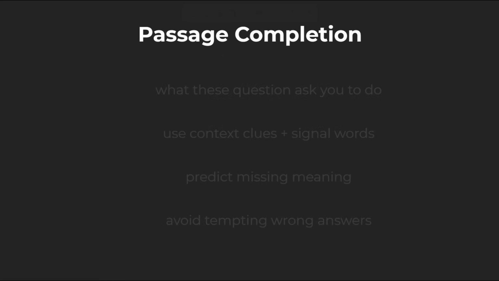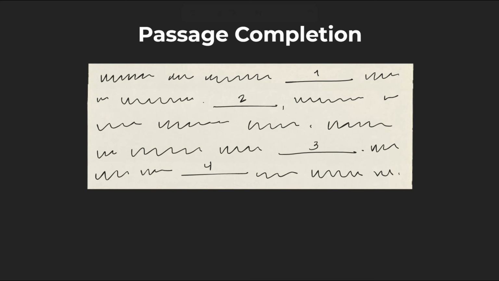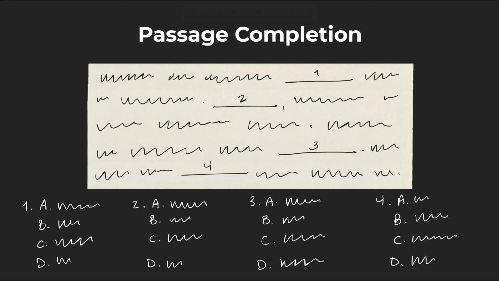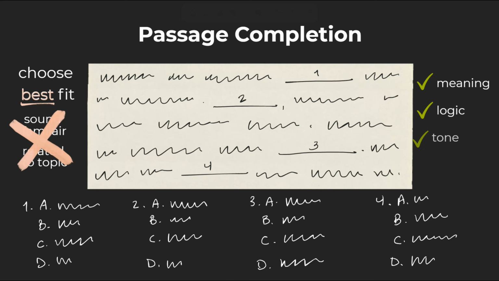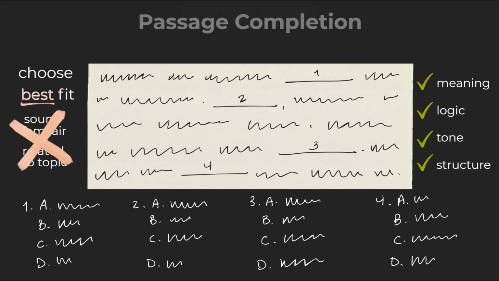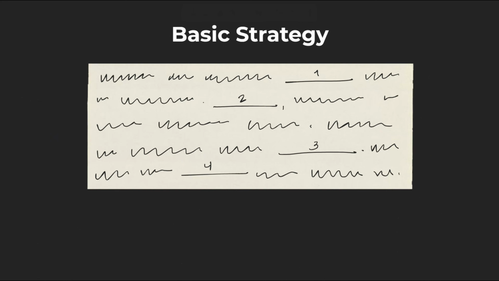In this question type, you're given a short passage with numbered blanks. Each blank has its own set of answer choices, and your job is to choose the one that fits best. The key word here is best. A word might sound familiar or related to a topic, but that doesn't make it correct. The correct answer has to fit the meaning, logic, tone, and structure of both the sentence and the passage at large. Before we look at an example, let's review some basic strategy.